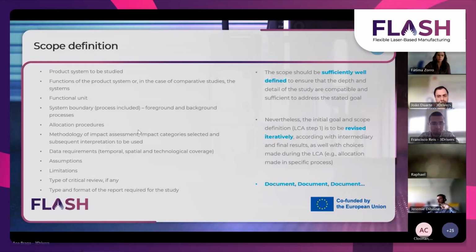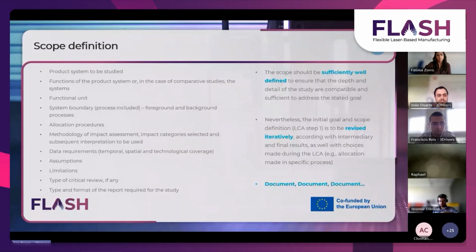Allocation, if the process can produce several byproducts and so on, and we just want to focus on one, we have to know what the allocation is, for example, mass by mass, or time, operation time, or also economic relevance. So we have to avoid double counting, for example. That's why allocation is important.